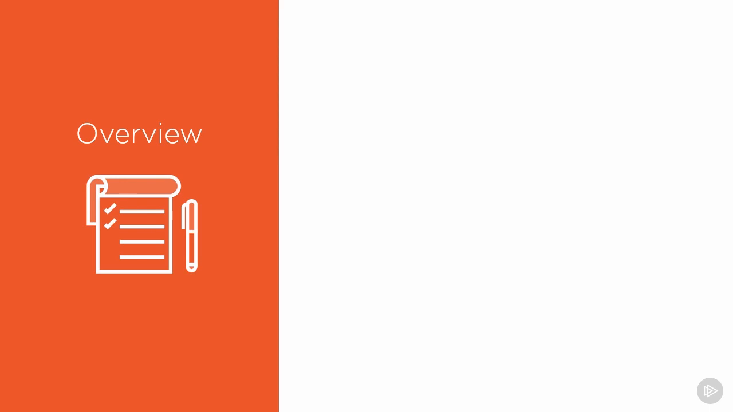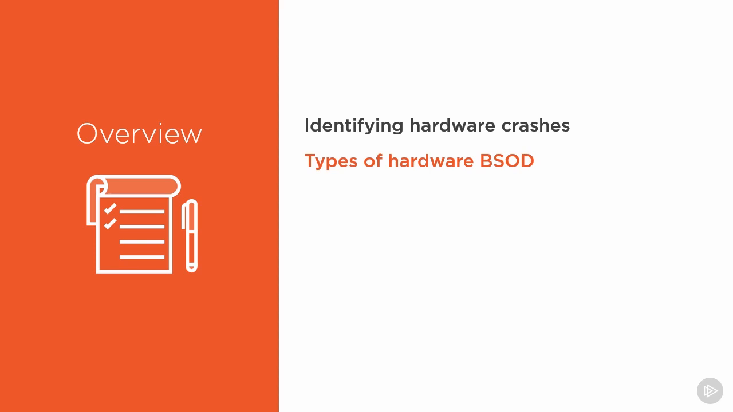So, to give you an overview, we'll talk about identifying hardware crashes. I'll show you the different components to watch out for and what remedies to fix the various issues. I'll also talk about types of hardware blue screens of death. Although there's very few actual hardware crashes you'll see, we'll go over the ones that you can expect to see.